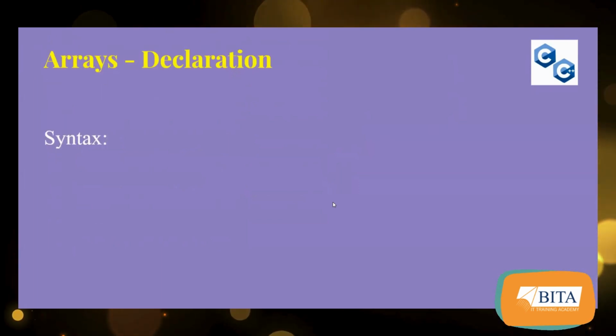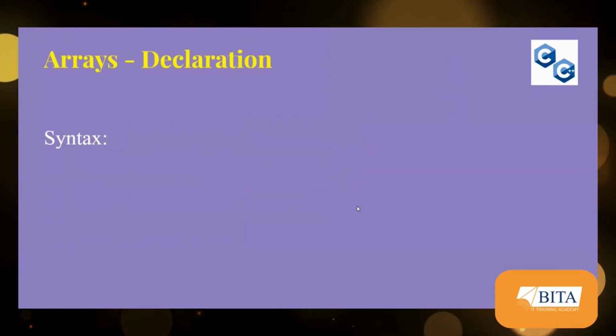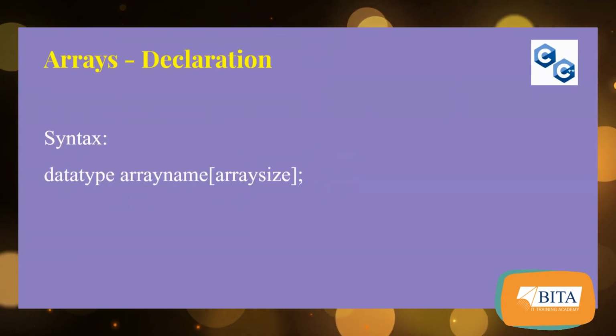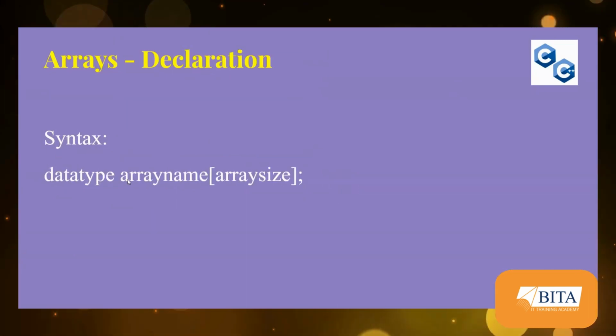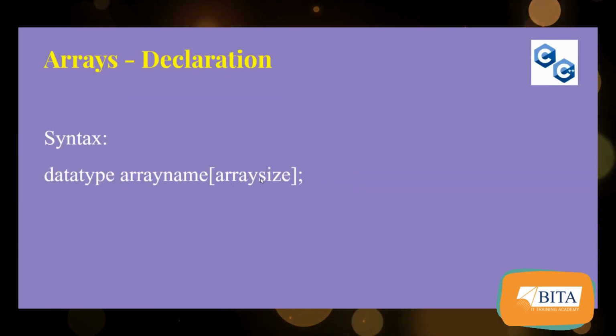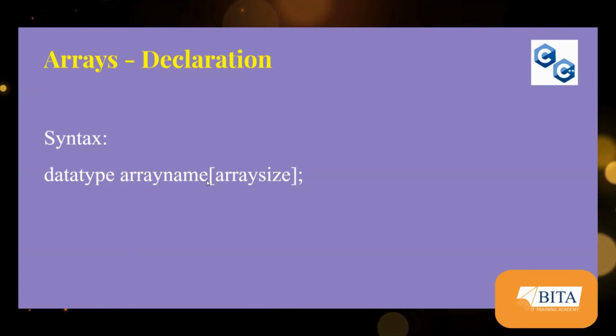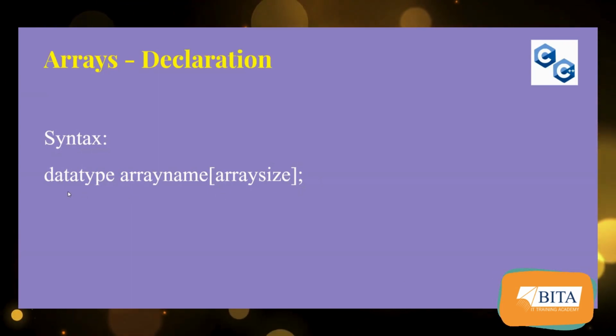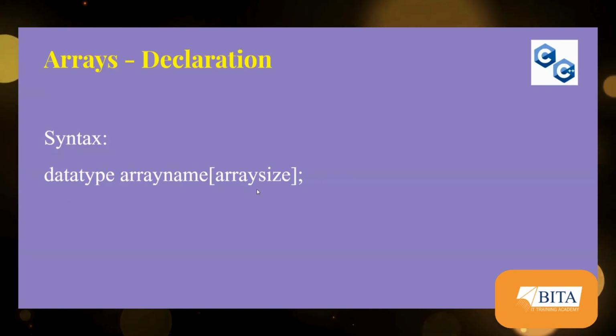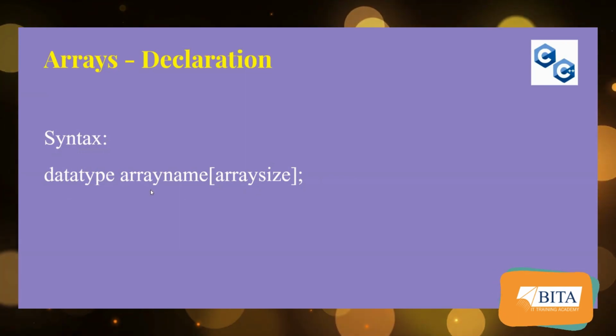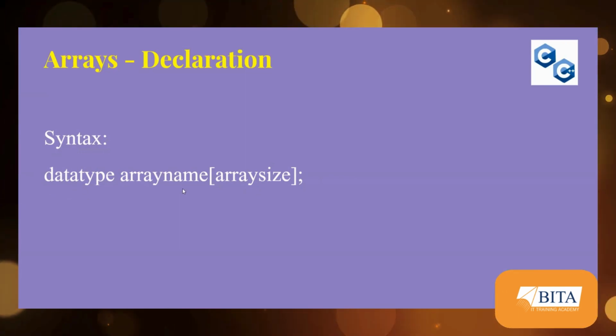Okay. So here comes the syntax for the declaration of arrays. It is data type, array name, array size. The array size is specified inside square brackets. Okay, int a[10]. That is the example for the array declaration.